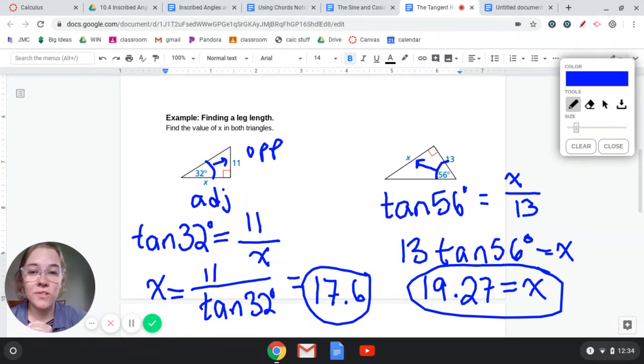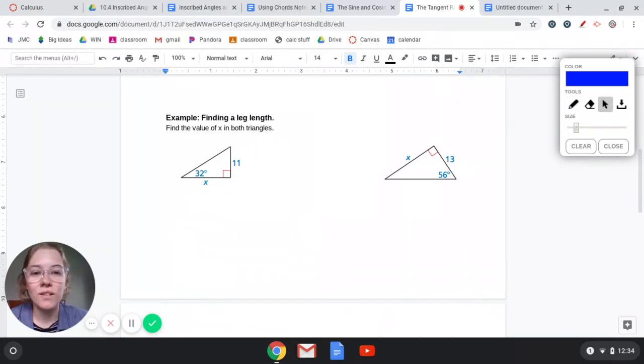All right, and that's how you use tangent to find the missing leg lengths in a triangle. So notice in these triangles, we didn't even need to know what the hypotenuse was at all. But now that we know the other leg, we can use the Pythagorean theorem to find the hypotenuse if we wanted to. All right, let's move on.